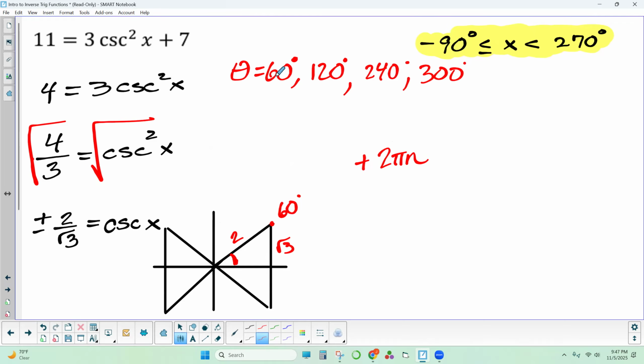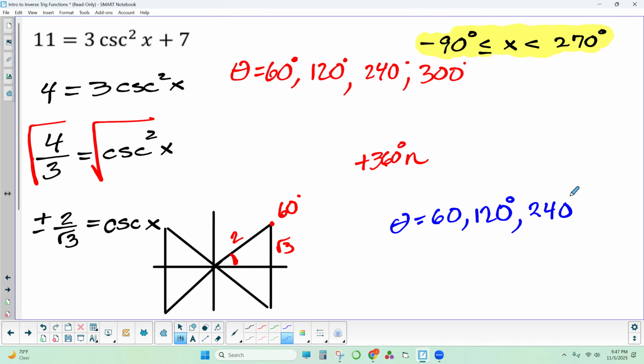If we added that to 60, and I'm sorry, we're looking at degrees here, so I'm not going to write 2 pi, I'm going to write 360 degrees. If I subtract 360, I'm way past negative 90. And if I add 360 to 60, I'm past 270. So now I'm going to write my final solutions down here. 60, I can't add or subtract. Now I'm going to look at 120. Okay. And if I add or subtract 360 degrees, that takes me out of my interval as well.